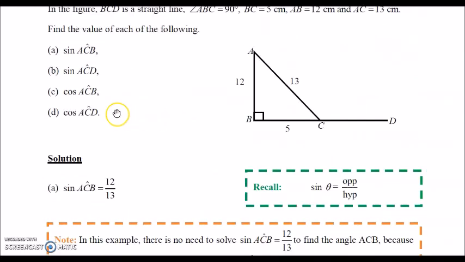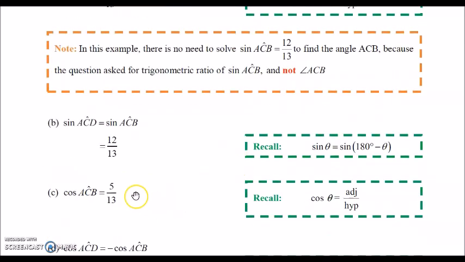For part C, I need to find cosine angle ACB, this acute angle over here. Since this acute angle is in a right angle triangle, I'm going to use my SOH CAH TOA. For cosine, I'm going to use my CAH, so for cosine, it's adjacent over hypotenuse. With respect to this angle over here, this will be my adjacent, 5, and this will be my hypotenuse, 13. So cosine angle ACB will be adjacent divided by hypotenuse, which is 5 divided by 13.